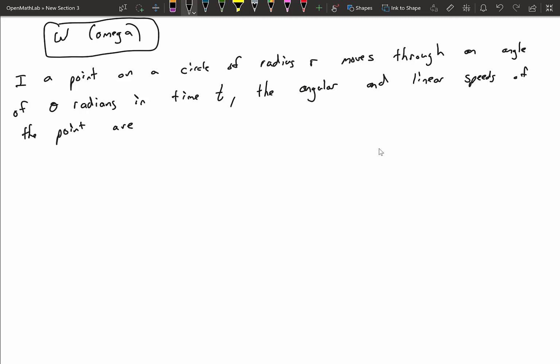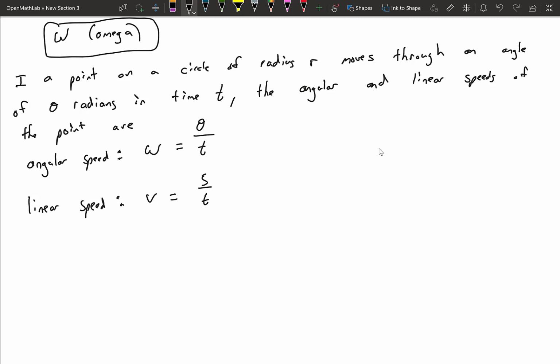So the angular speed, we use omega to represent the angular speed. What we would do is just take theta, the angle measure, and divide it by t, right? How many radians did you go in t seconds, or time t? Then linear speed, where we're concerned about how far did you go, we'll use the variable v for linear speed. This would be equal to s, the distance, divided by t, the time, right?